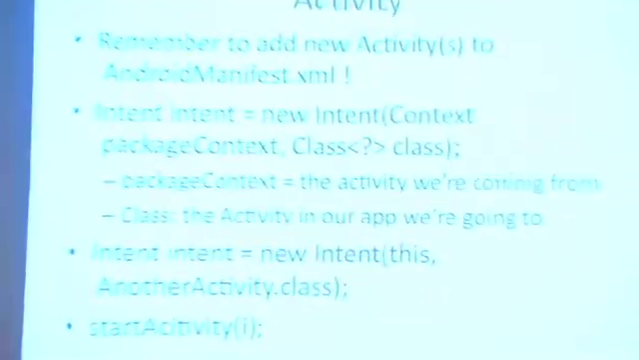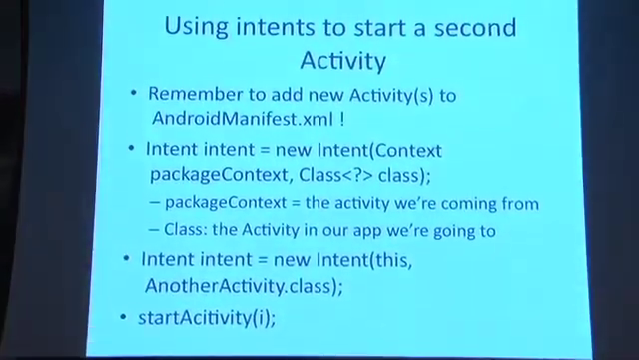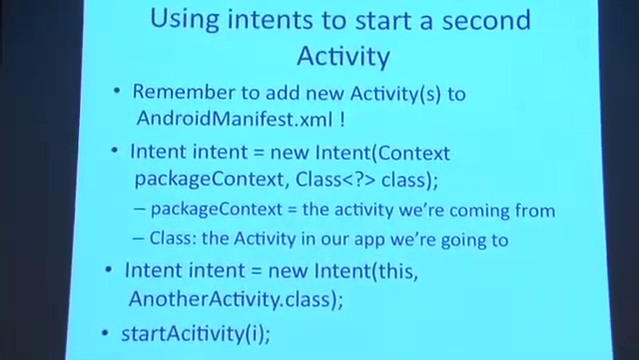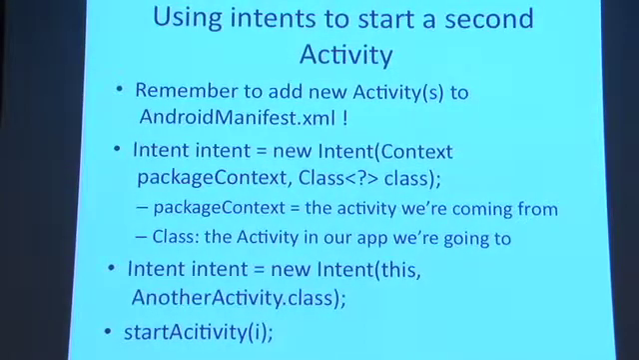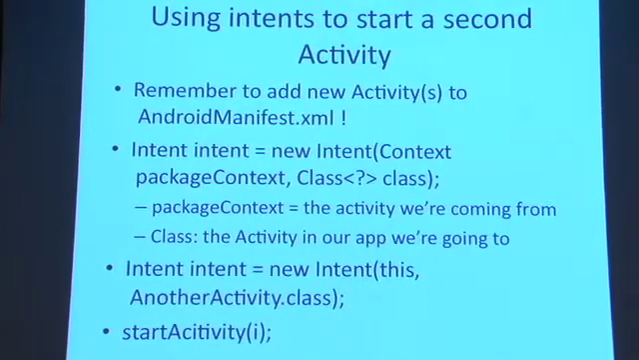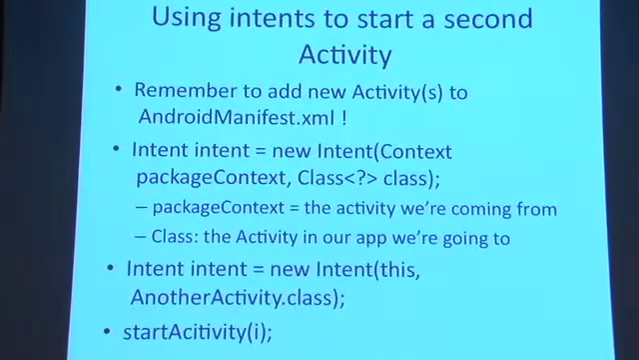So we're going to see how we can use intents to start a second activity. To do that, we create two activities, and we have to remember to add the new activities that you create into the Android manifest file. This way, you won't get any forced closes when your app is running and you go to that next activity. So you have to make sure you actually add this activity to the Android manifest.